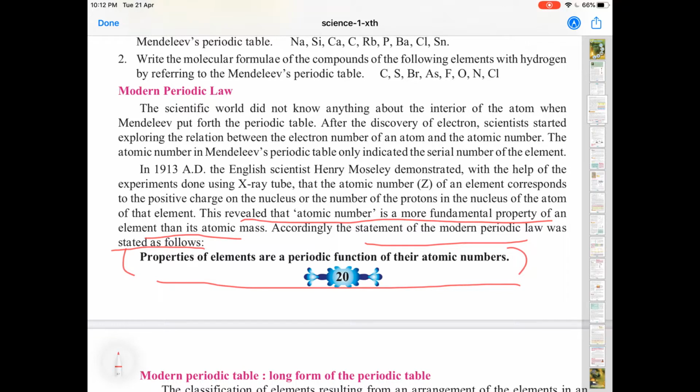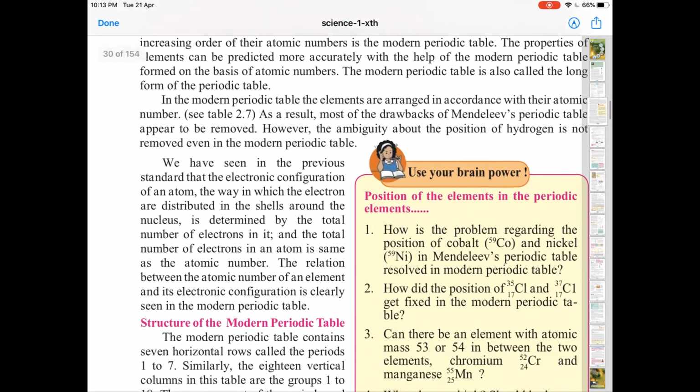So what difference do you find between the earlier Mendeleev's law and the modern periodic law? Yes, the major change, that is atomic number. Mendeleev's periodic law talked about atomic masses, but the modern periodic law talks about atomic number. That is, the physical and the chemical properties of the elements are the periodic functions of their atomic numbers. So knowing that atomic number is the fundamental property of the element, the modern periodic table was constructed.